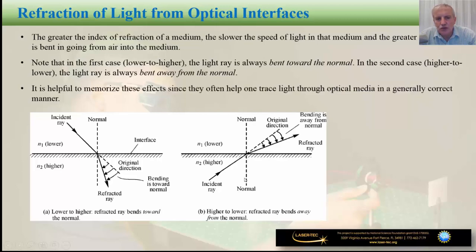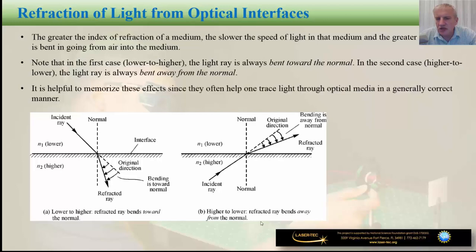So that's also important to remember. When we are moving from an optically more dense medium with a higher index of refraction to an optically less dense medium with a lower index of refraction, the refracted light rays are going to bend away from the normal. This is extremely important because it is going to be at the core of the operation of the optical fibers.